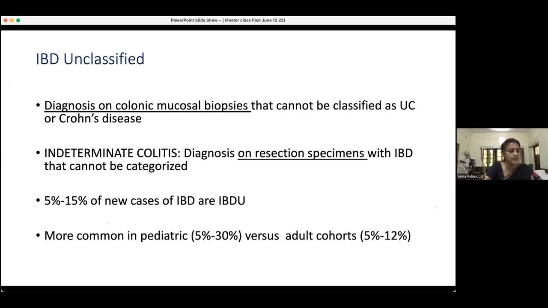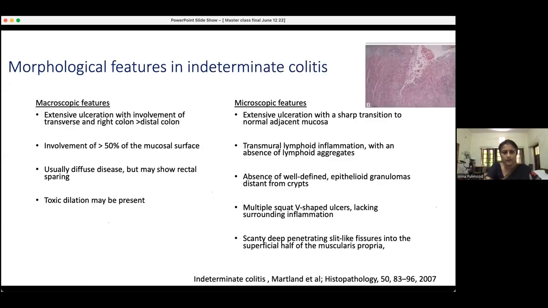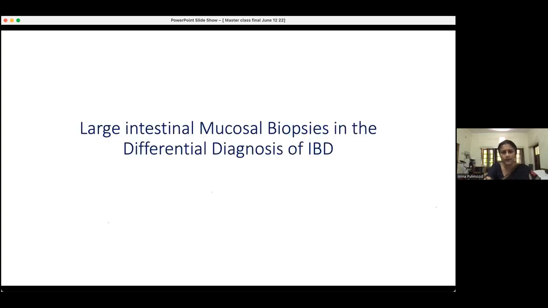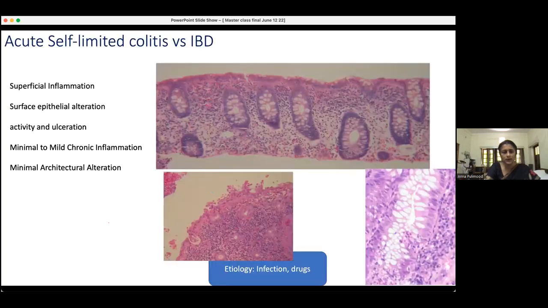And 5 to 15% of all new cases of IBD cannot be classified as UC or Crohn's disease. It's more common in children than in adults. We won't go into this. These are different morphological features of IBDU. And it has a worse prognosis than UC, a higher frequency of relapse, increased risk of colon cancer, and less favorable outcomes. Okay, then I think we'll skip this part.